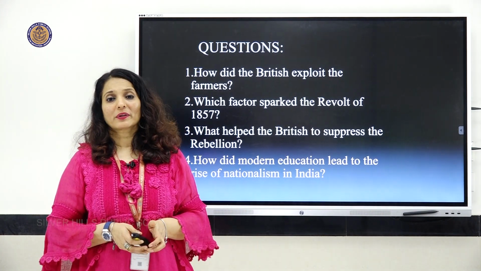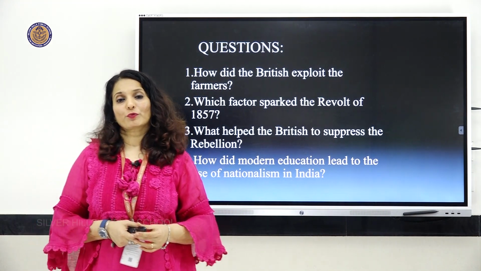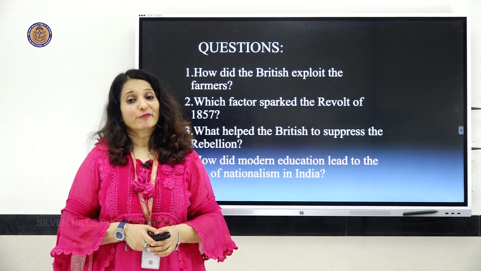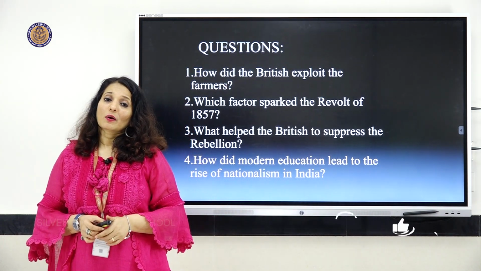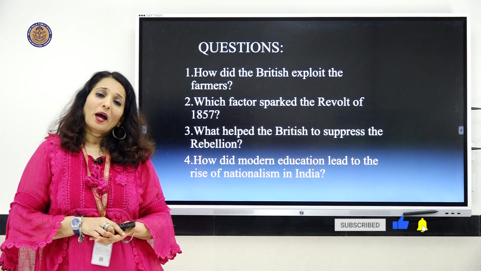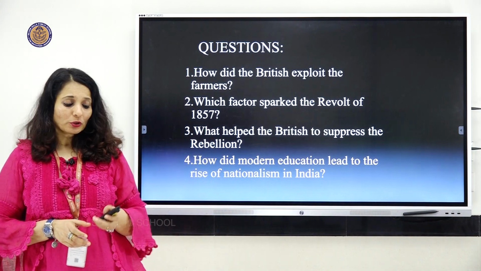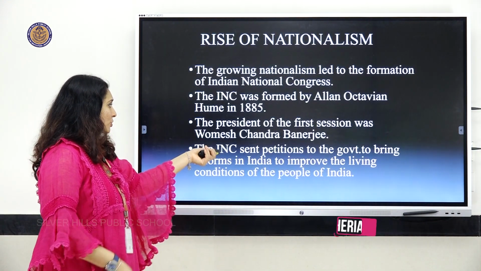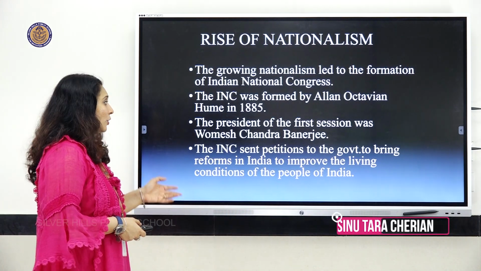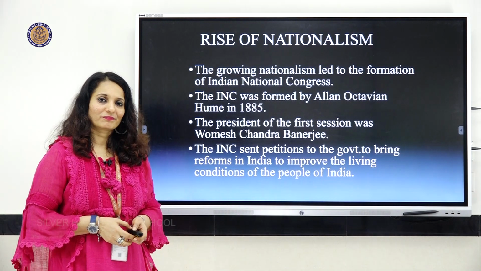The Indian National Congress met every year. The Indian National Congress was formed by Allan Octavian Hume, and the first session was in Bombay. It had 72 delegates, and the president was Womesh Chandra Banerjee. The Indian National Congress also sent petitions to the government to bring new reforms to India to improve the living conditions of the poor in India.